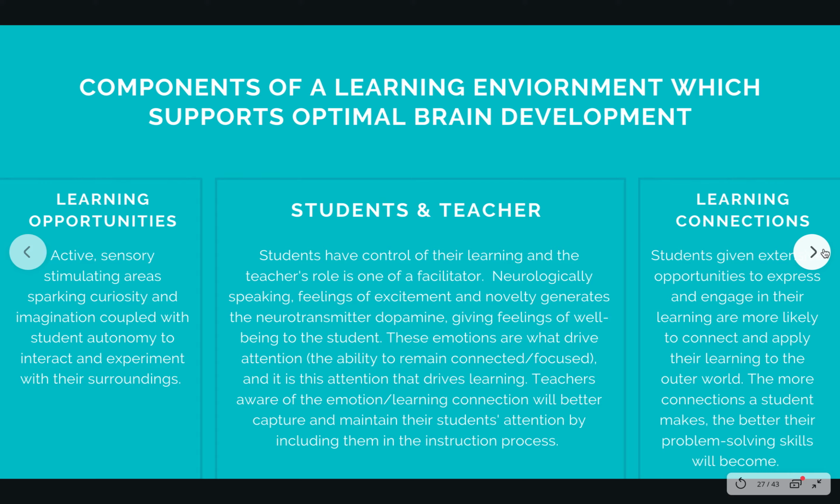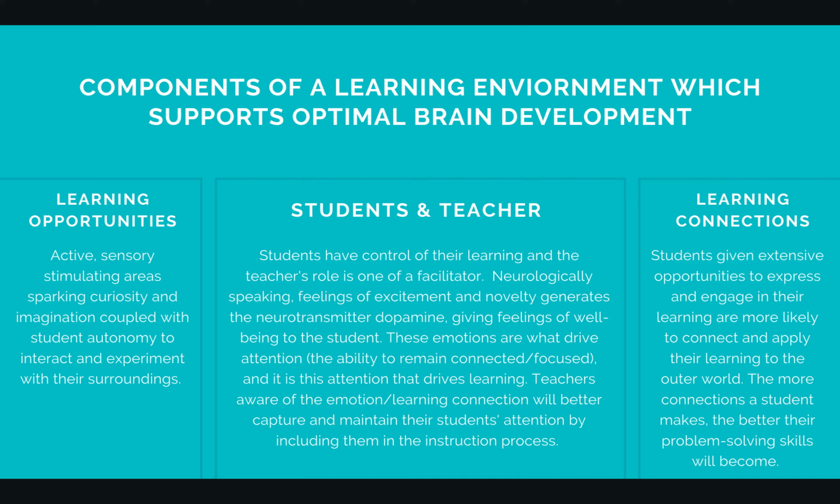Components of a learning environment which supports optimal brain development. Learning opportunities must include active, sensory-stimulating areas, sparking curiosity and imagination, coupled with student autonomy to interact and experiment with their surroundings. Students have control of their learning, and the teacher's role is one of facilitator.